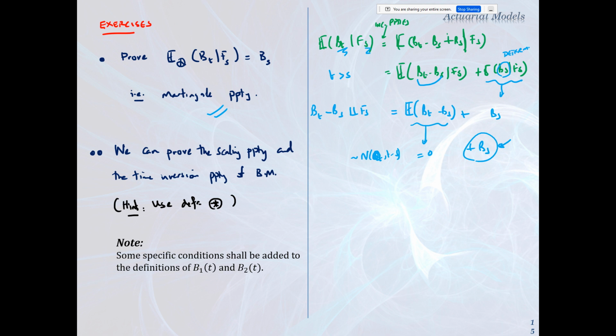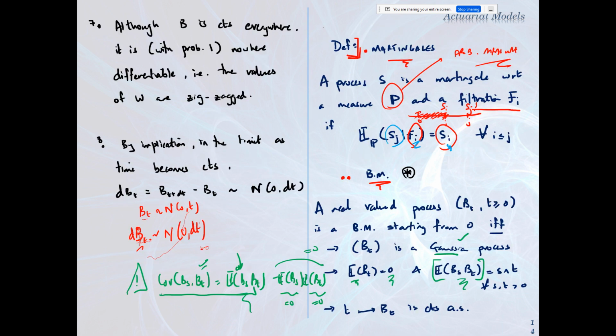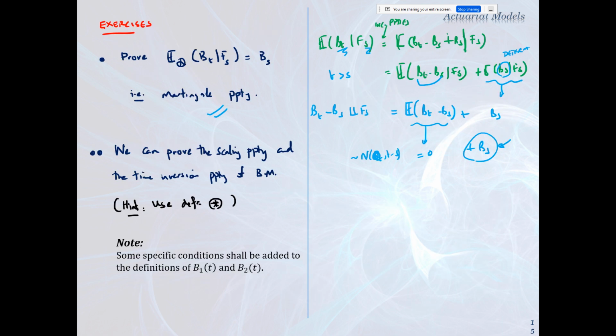Second, you can prove the scaling property and time inversion property of the Brownian motion. So I'm advising you to use this set of properties to check whether B_1(t) and B_2(t) are Brownian motions. Okay, so you can check this. I think I already uploaded the proof for the scaling property on Google Classroom.